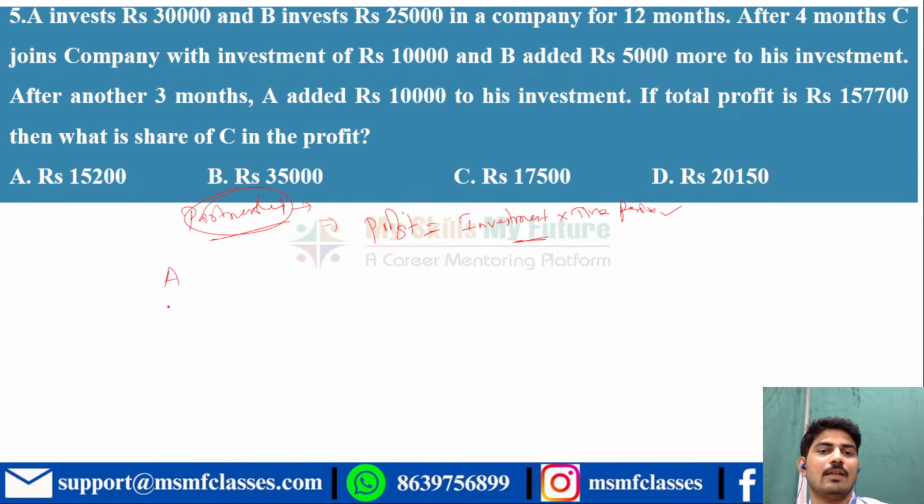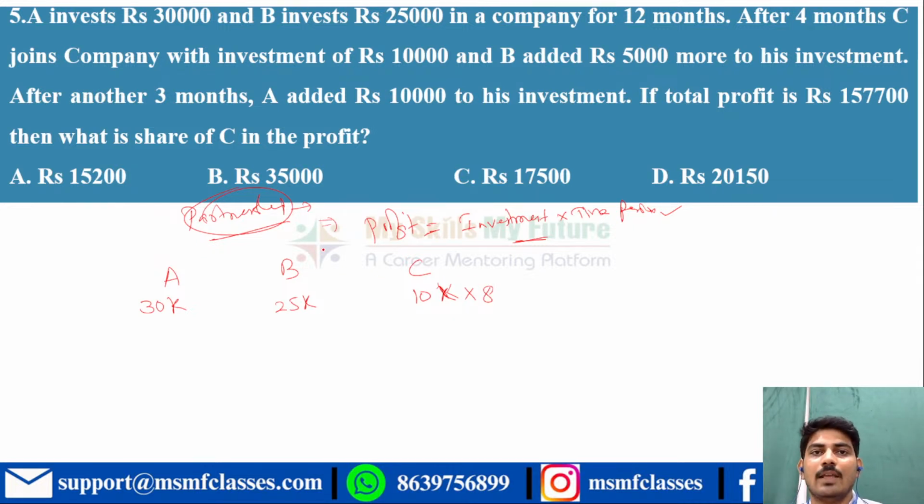Initially A and B are in the business. A invests 30,000 and B invests 25,000 in a company for 12 months. So A and B are investing the amount for the complete year. Next, after 4 months, C joined here with an investment of 10,000. Among the total 1 year, C joined the business after 4 months, which means he was in the business only for 8 months.